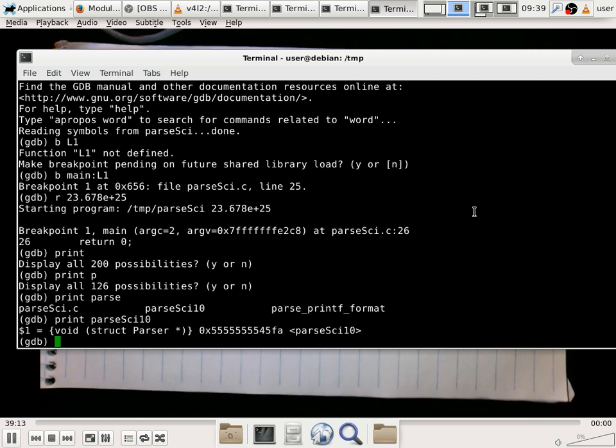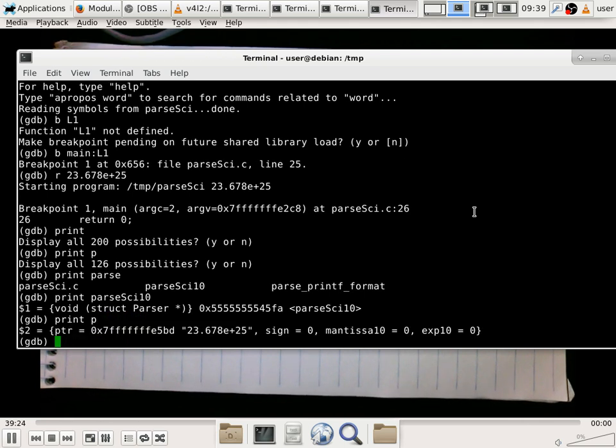There we go. It prints a pointer. That's not what I want. There we go, P. P is the name of the local variable. So now you can ignore PTR. PTR is really just a pointer to the argument itself, so you can ignore that. But you need to check your sign. In this case, the sign is supposed to be 0 because the number is non-negative.